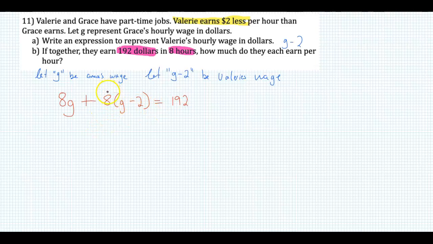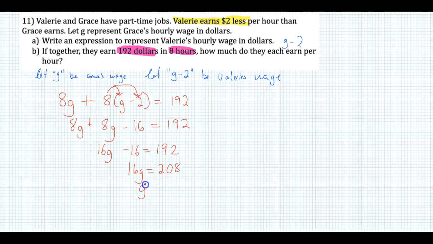So I need to use the distributive property here, right? And so we have 8G plus 8G minus 16 equals 192. I'm going to combine the like terms. Well, that's 16G. And I'm going to add 16 to both sides. Let's just slow down a bit here. I add 16 to both sides, so 16G. And if I add 16 here, it's going to be 208, right? 208. And how many times does 16 go into 208?